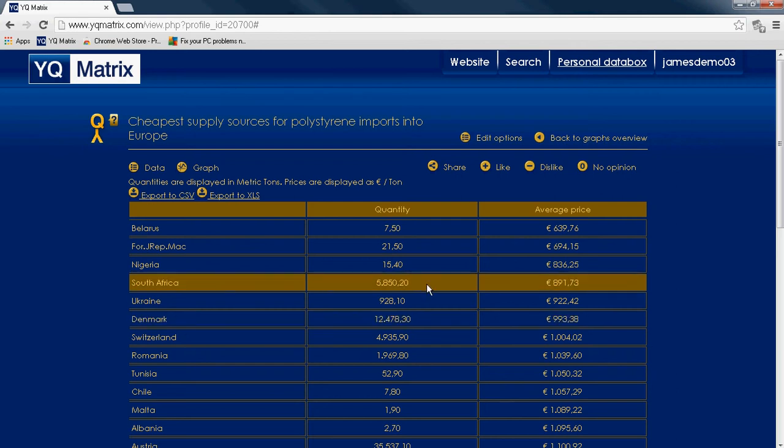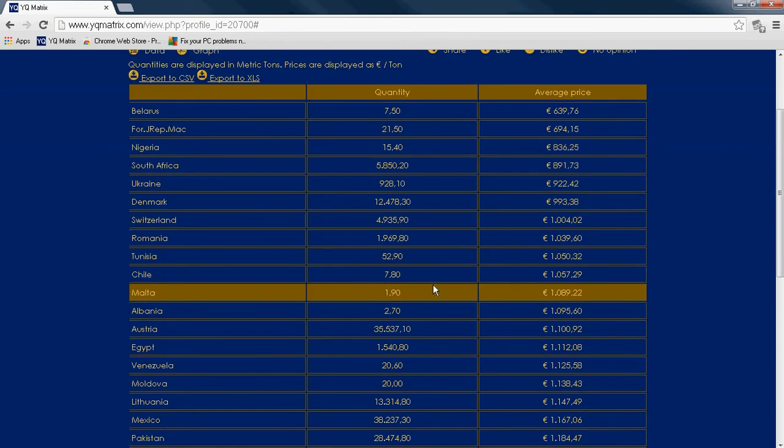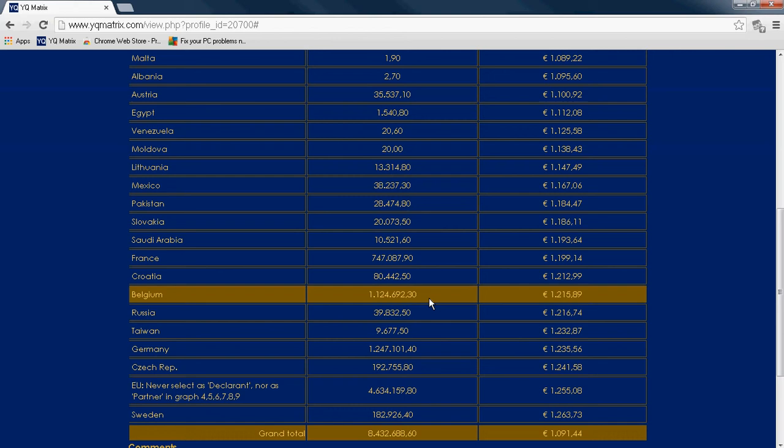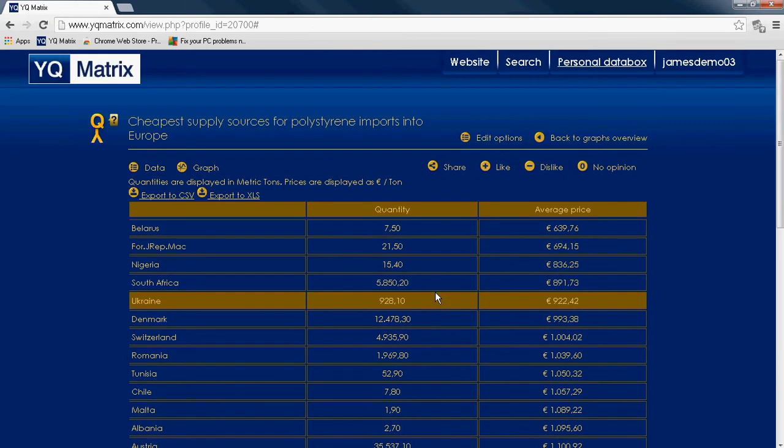There must be something which is worthwhile investigating over there. Obviously at these low price levels there must be something good. The big volumes start coming from Belgium only, but this is the way that you could actually find the cheapest possible supply sources for your polystyrene.